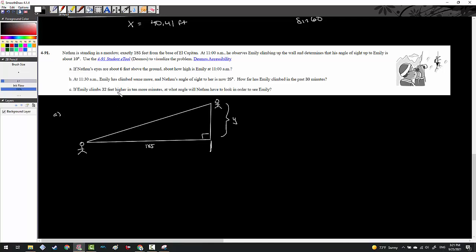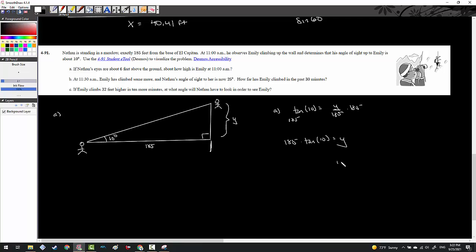So from here, at 11 a.m., he observes Emily up the wall, and his sight elevation is 10 degrees. I feel like that's a classic tangent problem. So I can say here for part A that tangent of 10 degrees is equal to y over 185. So I multiply the 185 over, and 185 times tangent of 10 is equal to y.